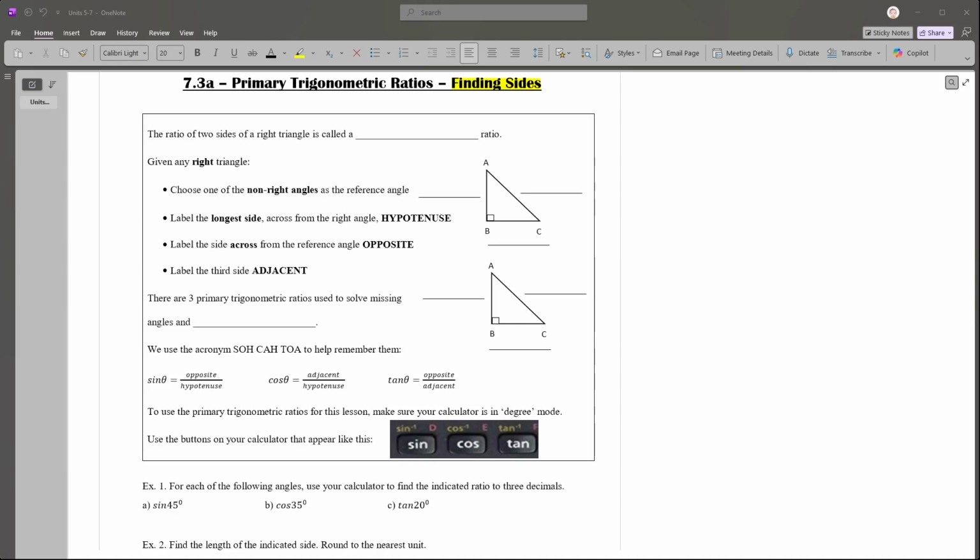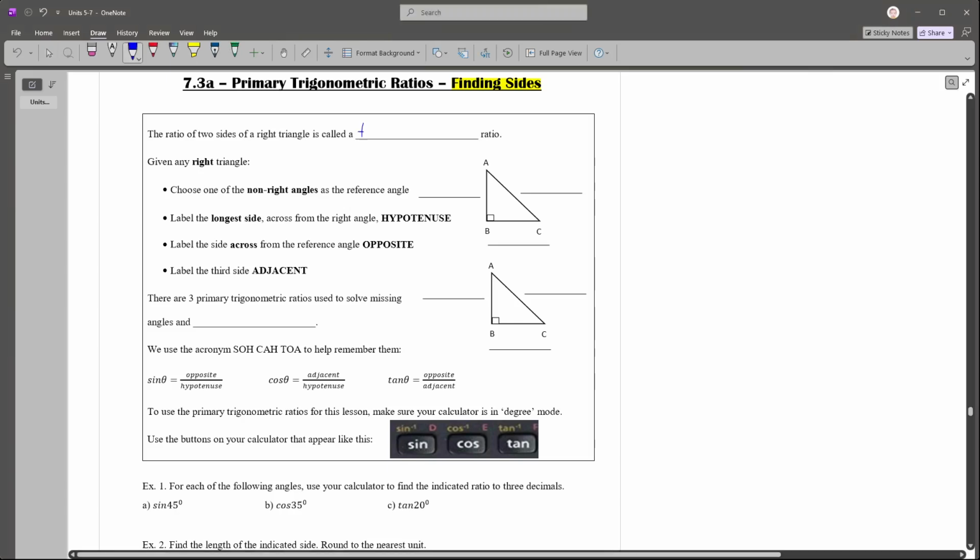Now, when we have the ratio of two sides of a right triangle, any right triangle, choose any two sides, okay? If you have a ratio here, so that means one side over top of another side, we call that a trigonometric ratio.